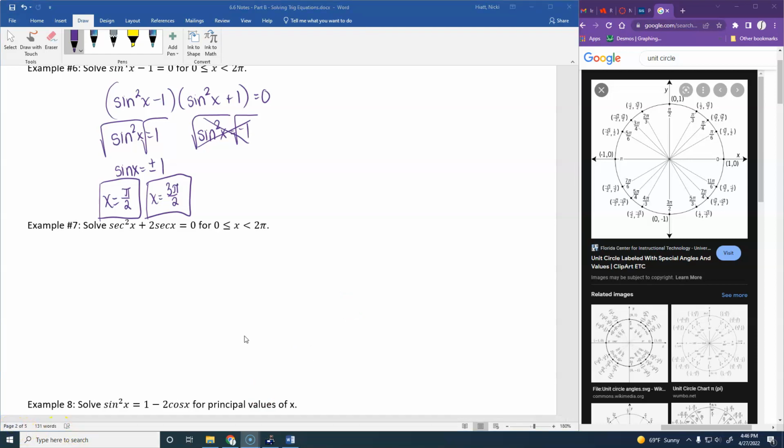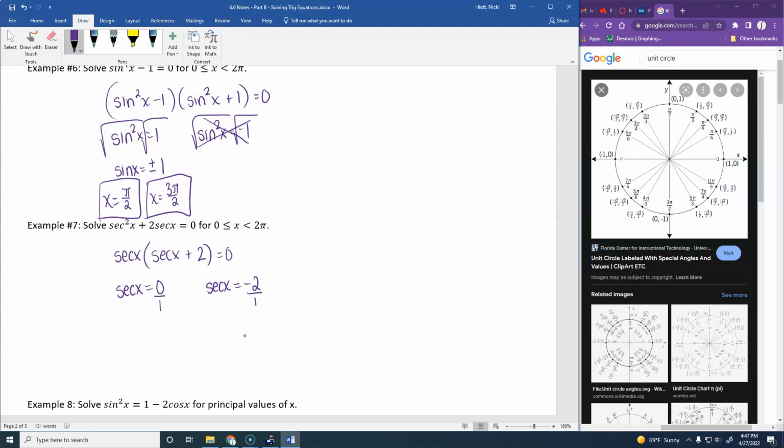Okay, for the next one, we have secant. But it's really going to be best for us to still just factor. We don't want to change this to sine or cosines yet. So we'll have secant x times secant x plus 2. We'll set that equal to 0. So that tells us that we're looking for where secant of x equals 0 or secant of x equals negative 2. So remember that secant is 1 over cosine. So if we're looking at this, this is like 0 over 1. And right here, we're looking at negative 2 over 1.